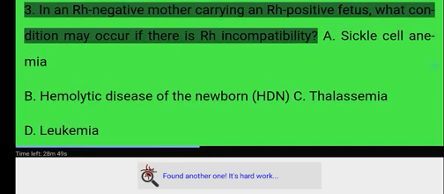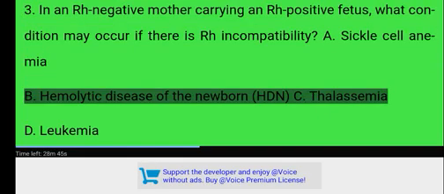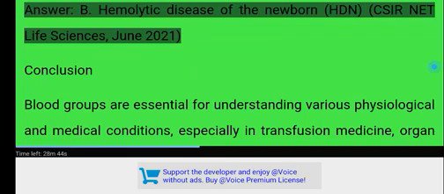3. In an Rh negative mother carrying an Rh positive fetus, what condition may occur if there is Rh incompatibility? A, sickle cell anemia; B, hemolytic disease of the newborn, HDN; C, thalassemia; D, leukemia. Answer: B, hemolytic disease of the newborn, HDN. CSIR NET Life Sciences, June 2021.